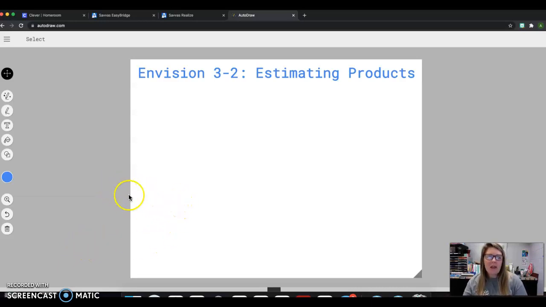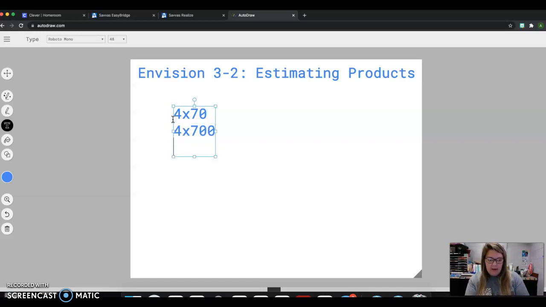So yesterday we did 3-1, where we talked about multiplying by powers of 10, and today we're going to be looking at estimating products. Just as a quick review, we learned yesterday that we could multiply by powers of 10 to solve some larger equations.